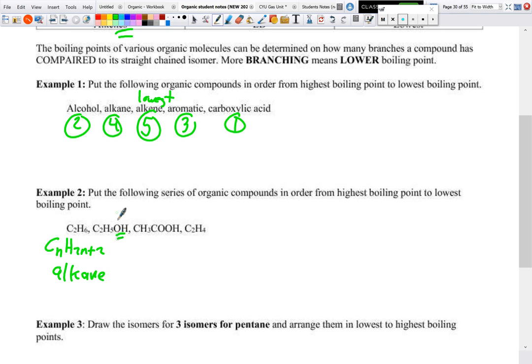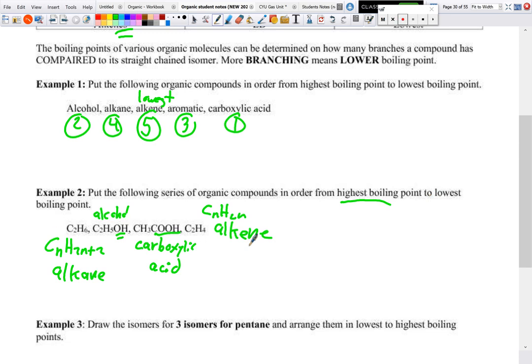We can see the OH, alcohol. We can see COOH for this one, so this is a carboxylic acid. And finally, this last one is in the form CnH2n, or an alkene.